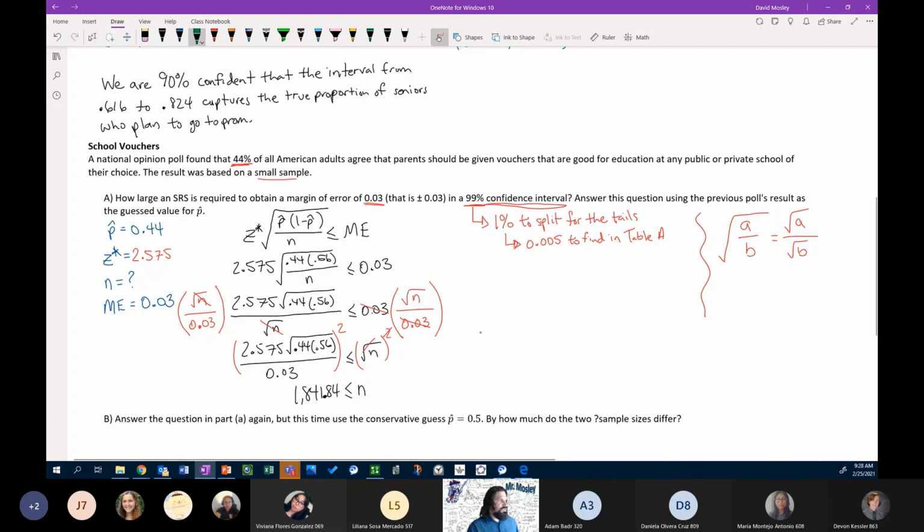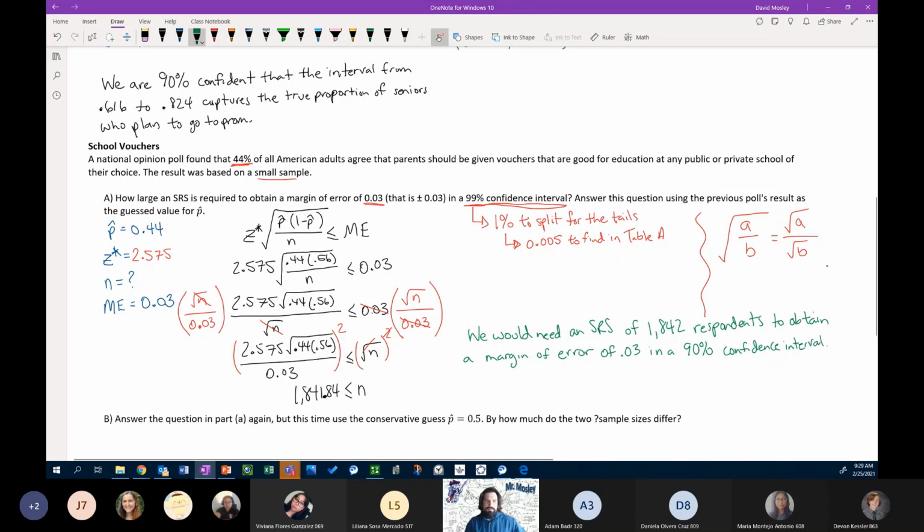And write the conclusion here. So we would need an SRS of 1,842 respondents to obtain a margin of error of 0.03 in a 90% confidence interval, and that's our conclusion.